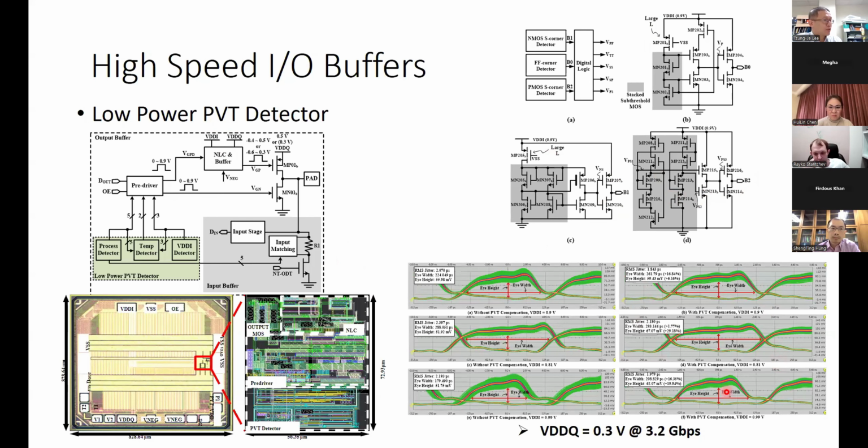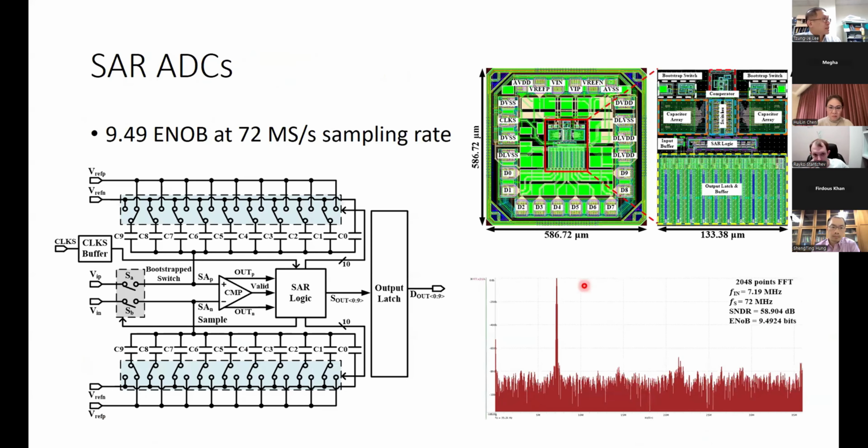So the performance is very good. And besides, the frequency is up to 3.2 gigabit per second with very, very low operating voltage, which is only 0.3 volt.